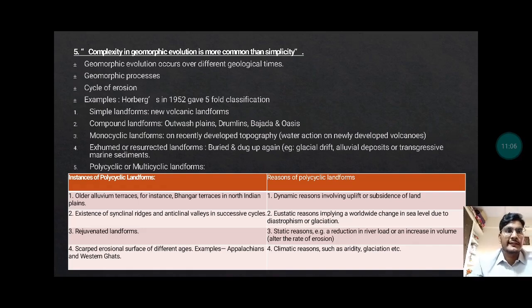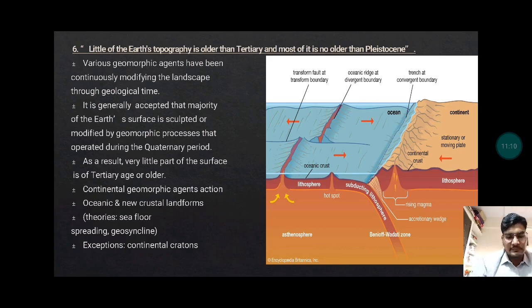Now let's move to the next concept. The next concept is very interesting and I think you have heard about it. This is the sixth concept. It states that little of the Earth's topography is older than Tertiary and most of it is no older than Pleistocene. Meaning W.D. Thornbury, through this principle, wants to state that most of the topography on the Earth is not older than the Pleistocene period.